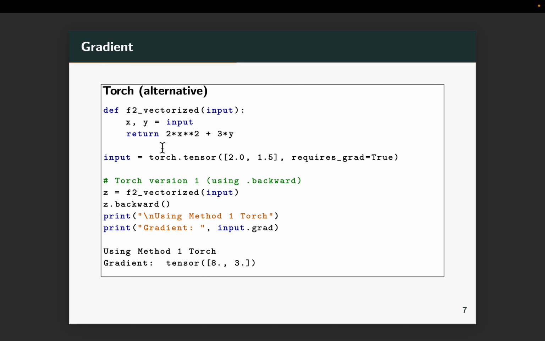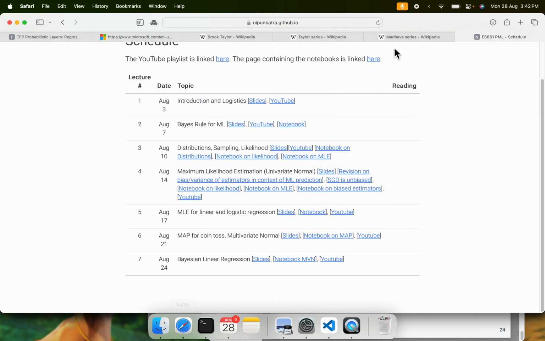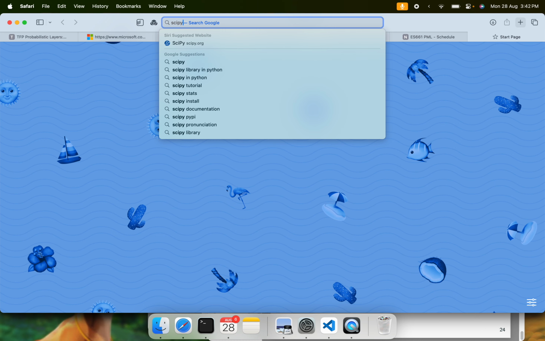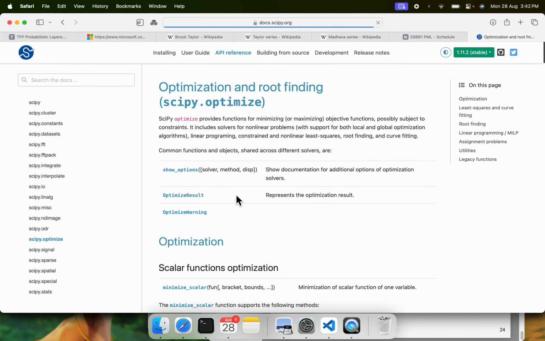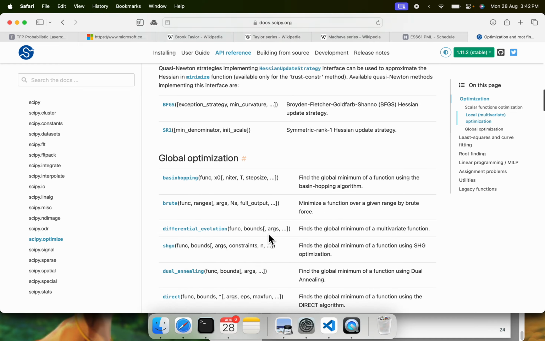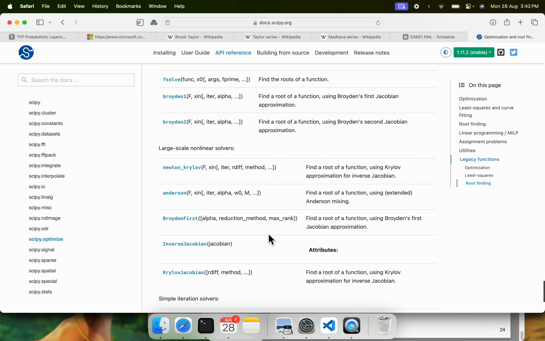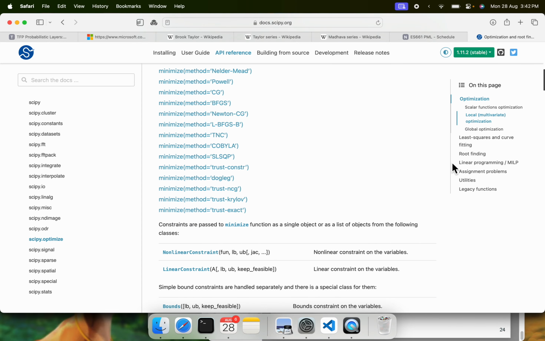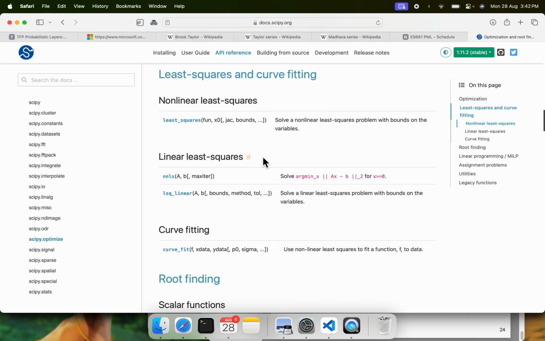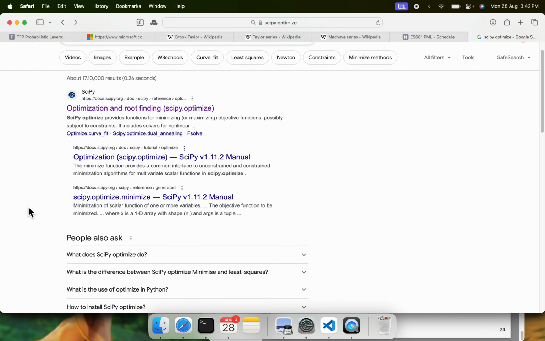Has anyone used SciPy's optimization? Anyone else who's used SciPy's optimization? Okay, 2 people have. Let's just see if there is any similar thing there. I'm just looking for an example.